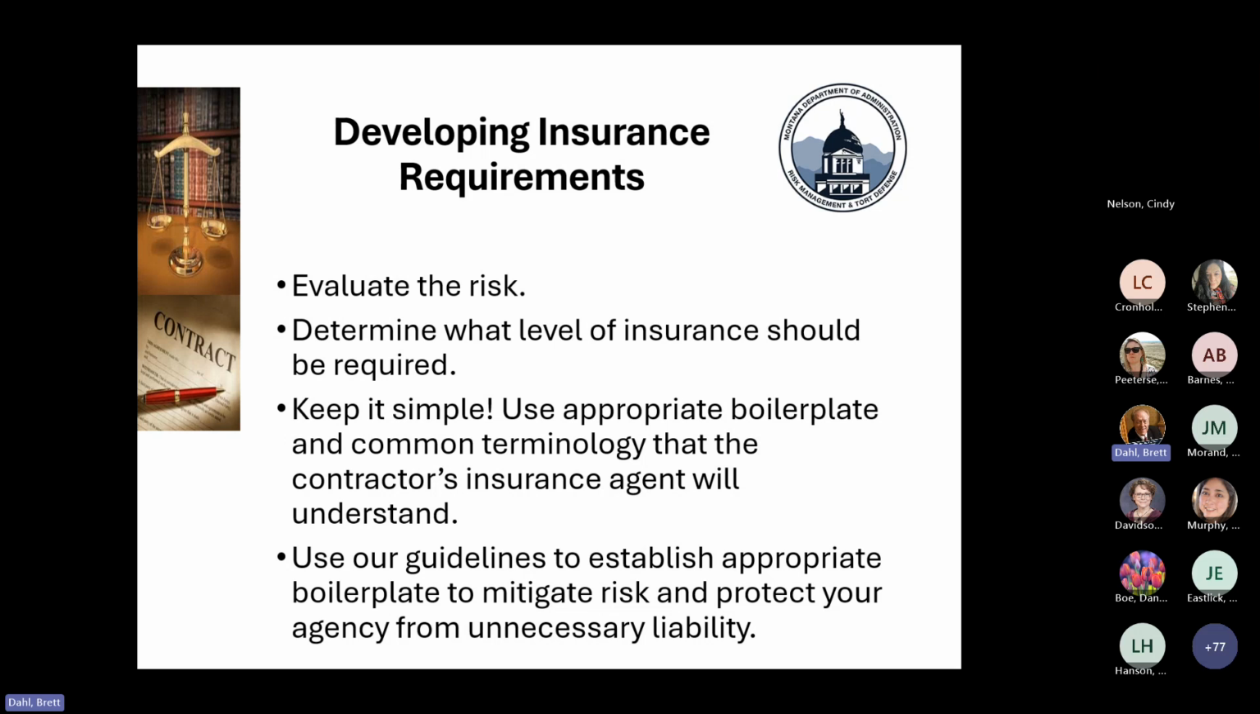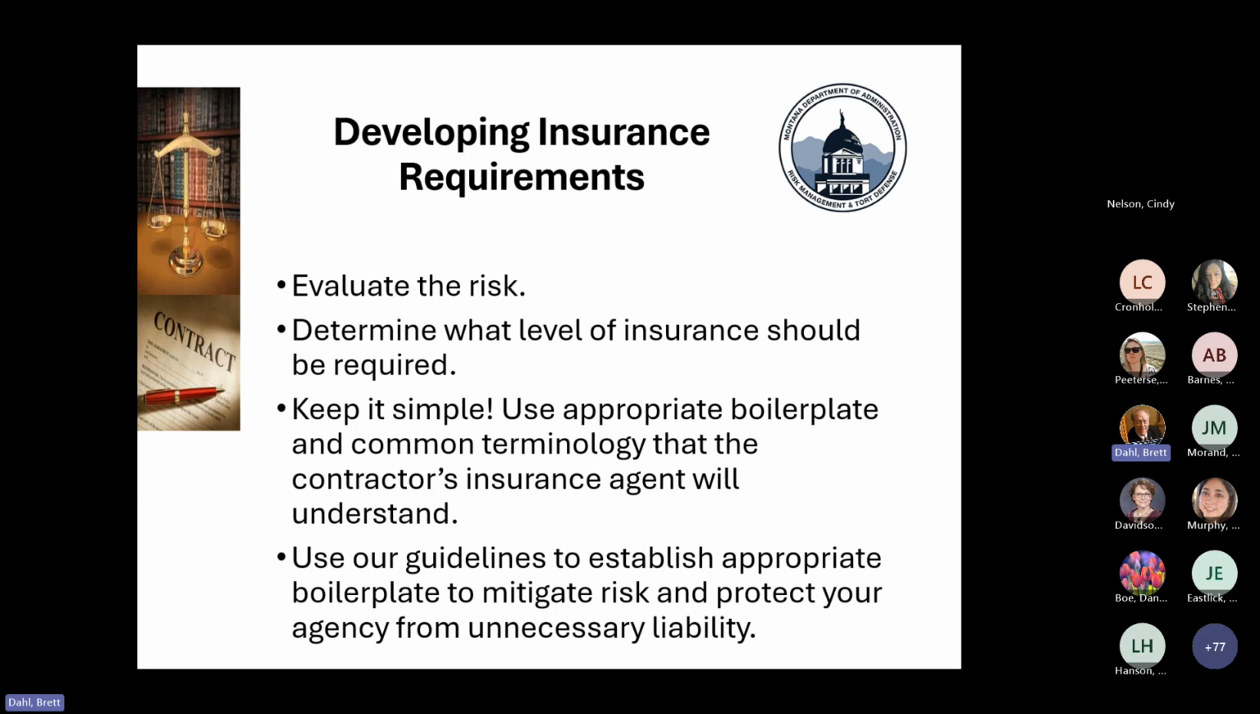That will make sure that the contractor's insurance agent will understand. They should speak the lingo, and the lingo that we put in our boilerplate is something that they may not agree with, and there may be some back and forth on that, but it will be lingo that they should relate to and understand. And finally, use our guidelines to establish appropriate boilerplate to mitigate risk and protect your agency from unnecessary liability.